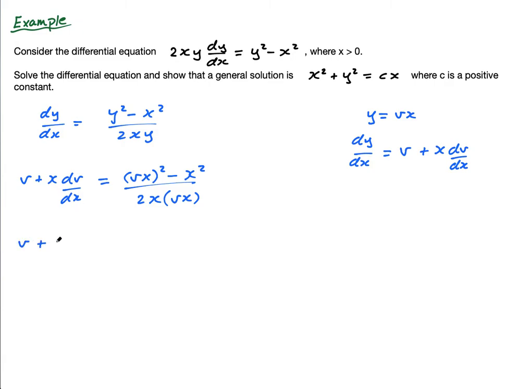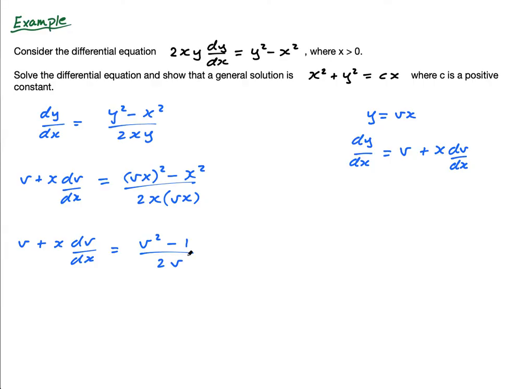Now, this is why it works for homogeneous equations, and why I talk about the degree. If the degree is the same, the x's are going to cancel, because I've changed the y's into x's, so the whole thing's going to cancel. I'm just going to be left with v's to the right of the equal sign. So I'm going to cancel the x squared, because I have an x squared here, an x squared here, and an x squared in the denominator. They all cancel. So I'm left with (v squared minus 1) all over 2v.